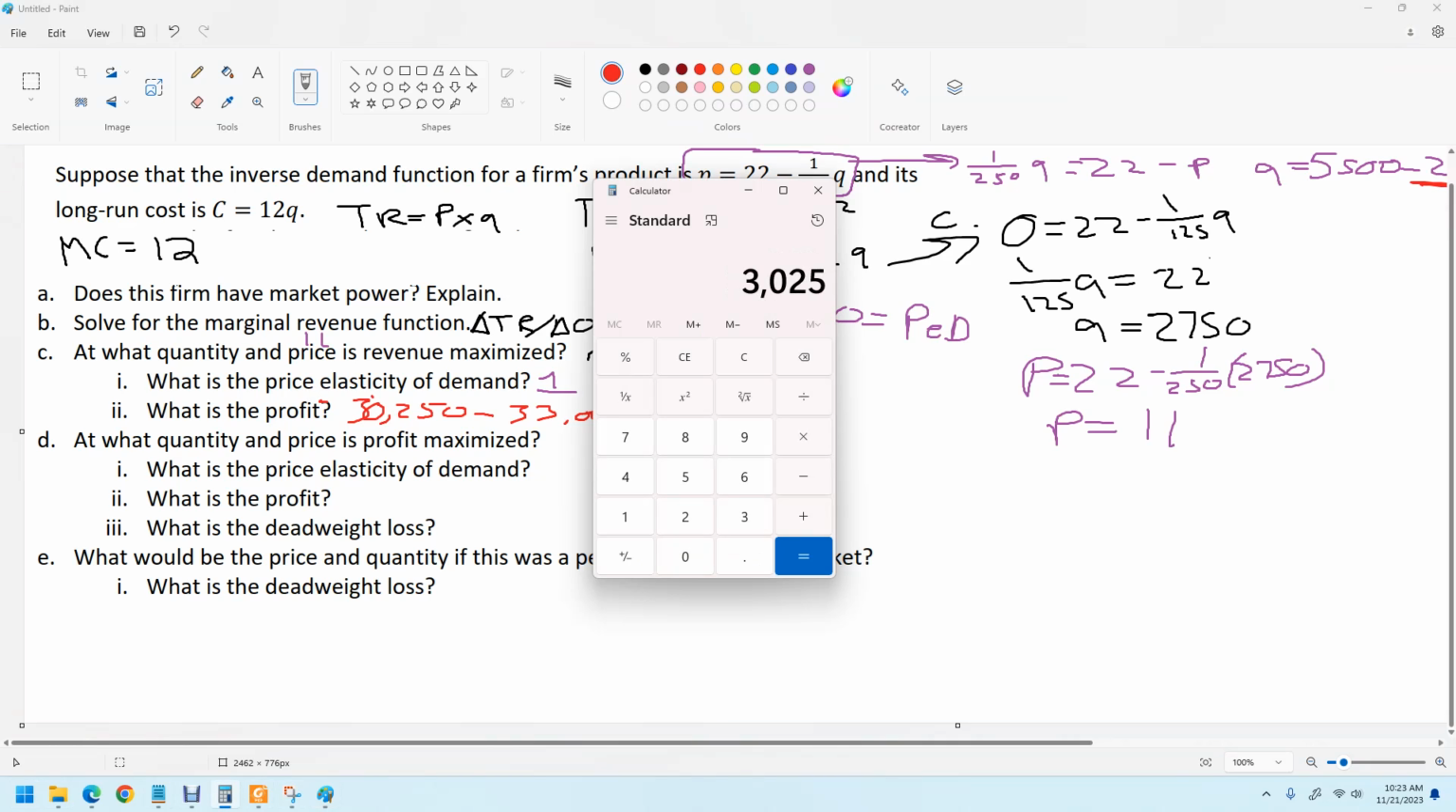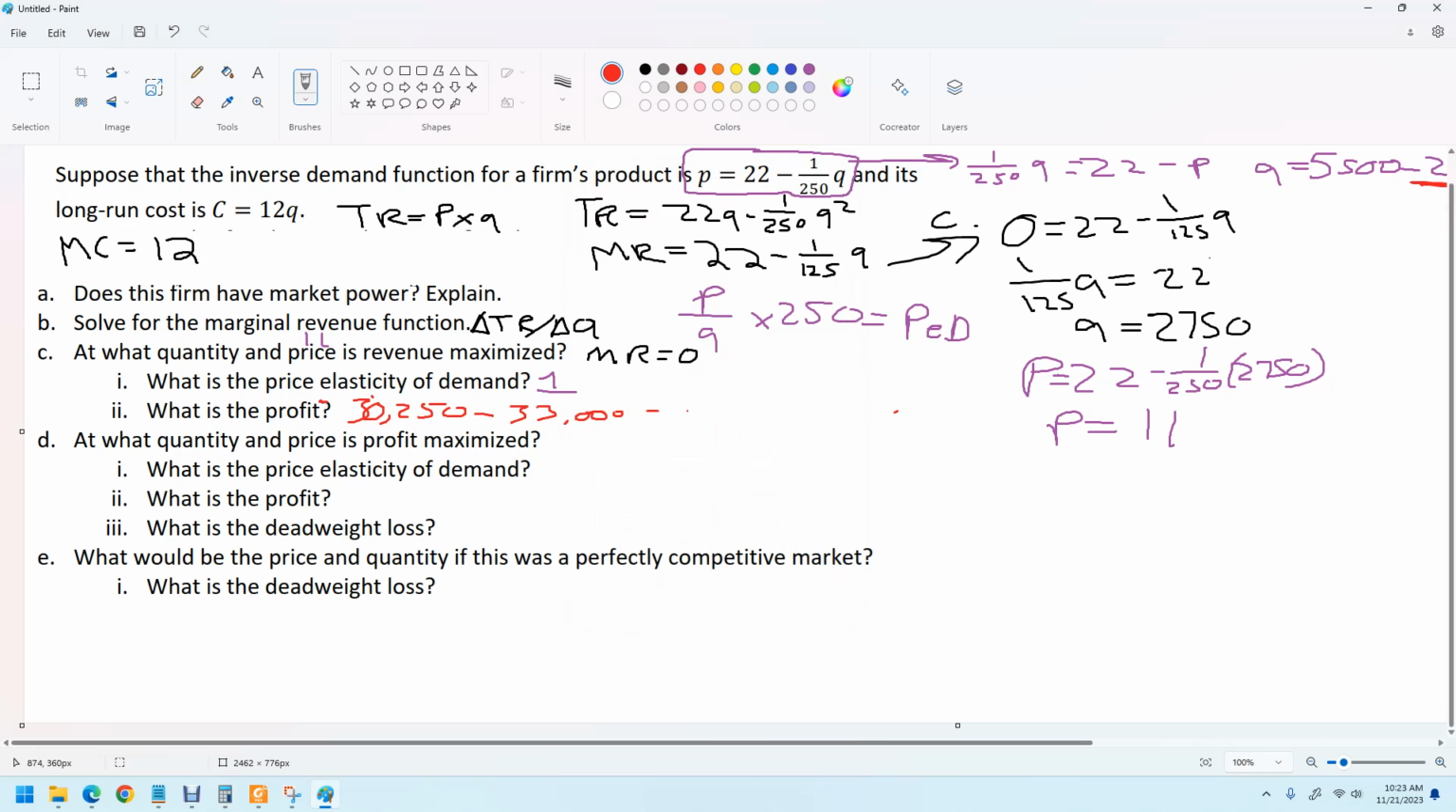So 30,250 minus 33,000 is negative 2,750. Negative 2,750. So that's the loss if we produce at that.